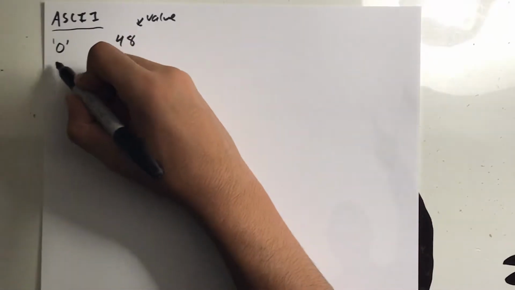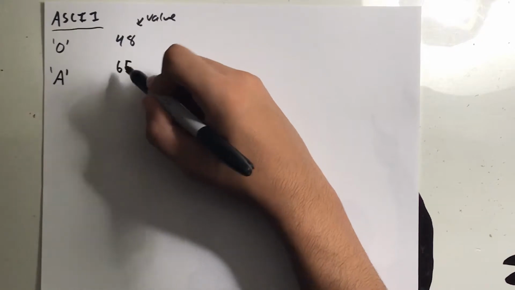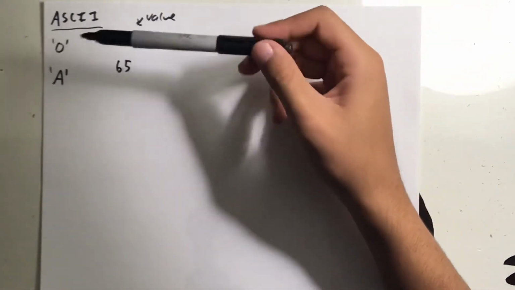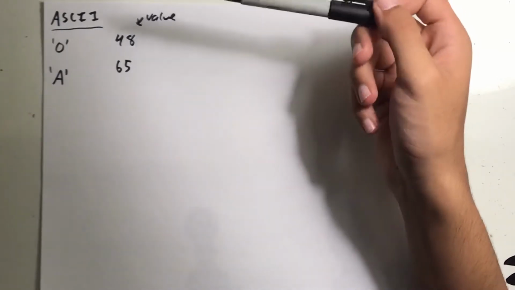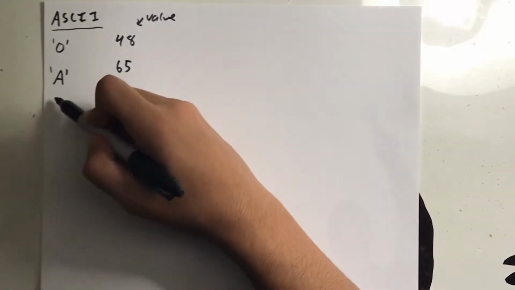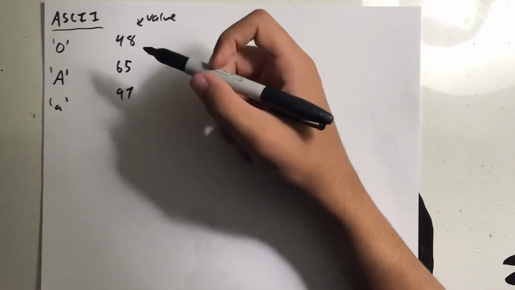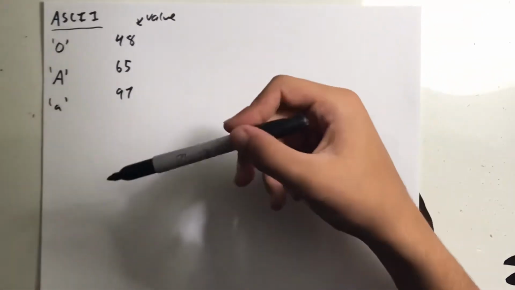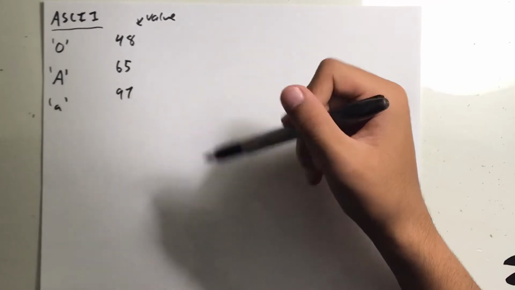Now the ASCII value of capital A is 65. So the ASCII value of capital B is 66. The ASCII value of capital C is 67, and so forth. And now, lastly, the ASCII value of lowercase a is 97. So the ASCII value of lowercase b is 98. The ASCII value of lowercase c is 99, and so forth.